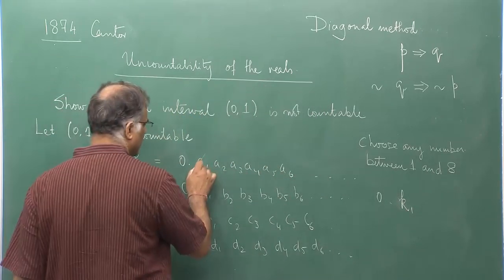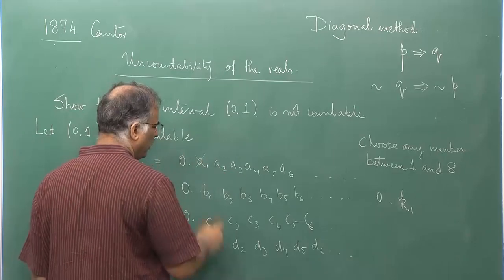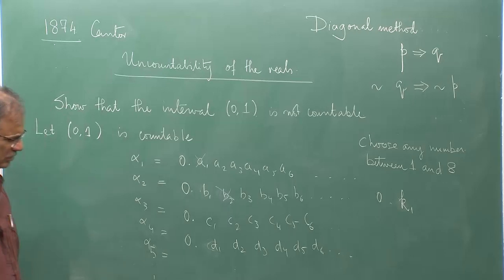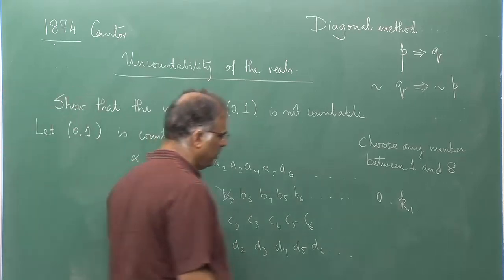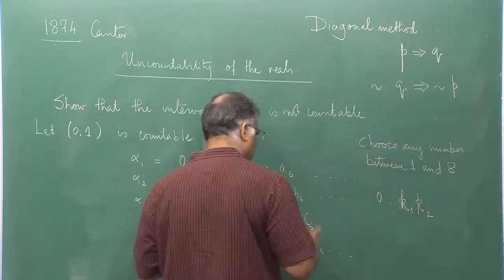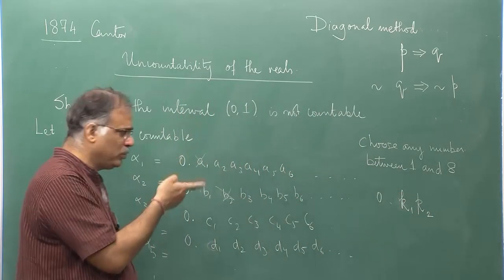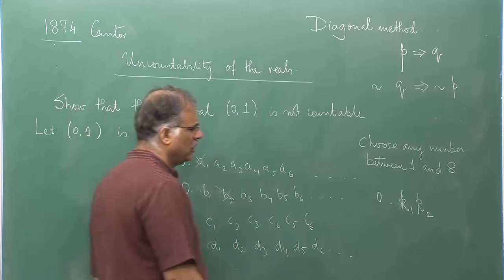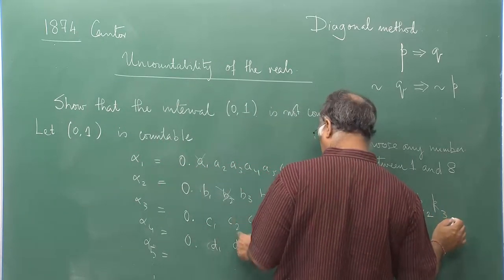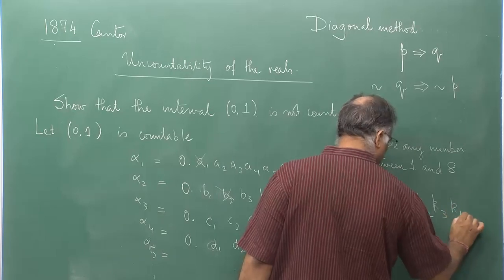So this goes. Now you come to B2, do the same thing, choose any number between 1 and 8, which is different from B2, and put it there. And so you do for the rest. Do for this, do for that, and so and so forth.